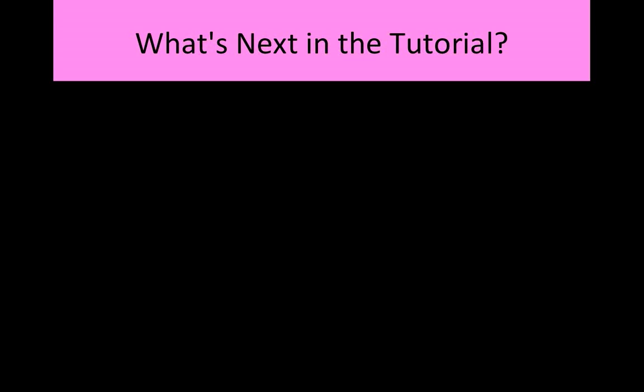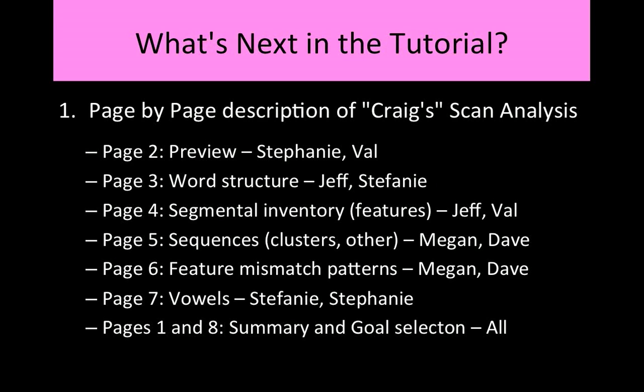What's next in the tutorial? A page-by-page description of a boy we call Craig's scan analysis. Stephanie and Val present the preview, page 2. Jeff and Stephanie with an F. Page 3, word structure. Segmental inventory, page 4, Jeff and Val. Page 5, sequences by Megan and Dave, and feature mismatch patterns by the same two. Vowels by Stephanie F. and Stephanie PH. And finally, we all get together to discuss the summary and our selection of goals for Craig.